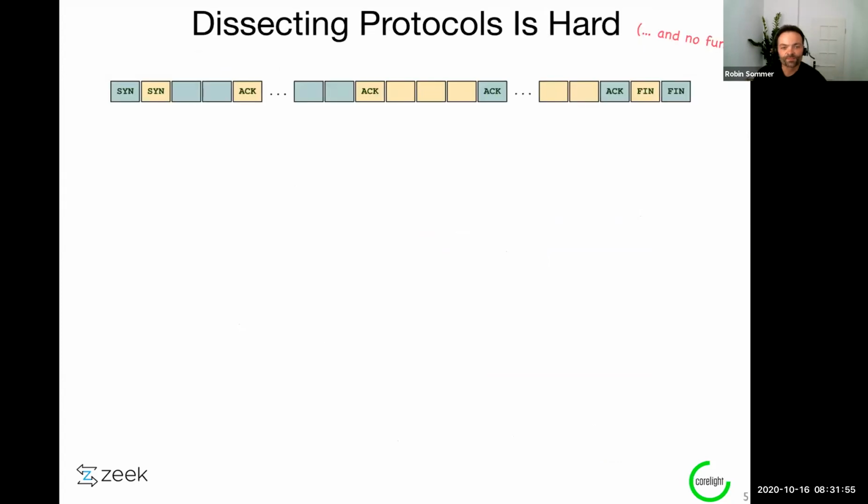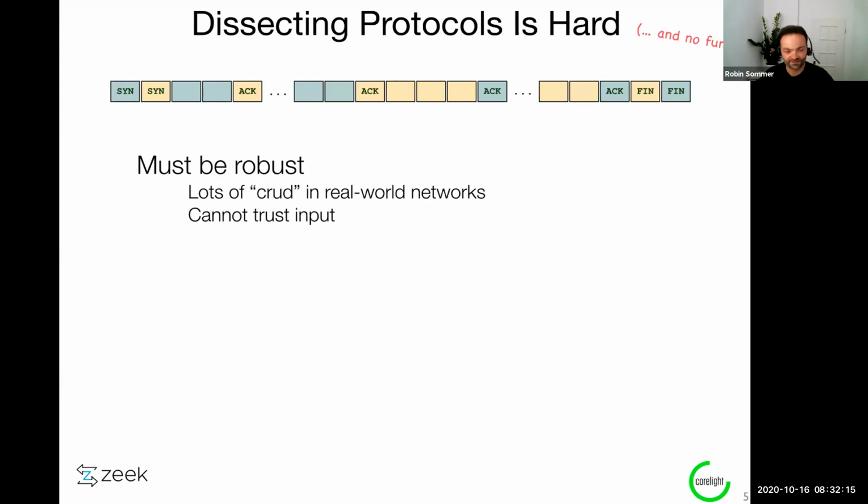In the end, even if you have not written any dissectors yet, just by looking at this kind of code, it's probably pretty obvious that this is stuff that is, first, actually not fun to write. It's just so low level, and you have to be so careful. But it's also really, on a more fundamental level, hard. And there are three reasons why it's hard.